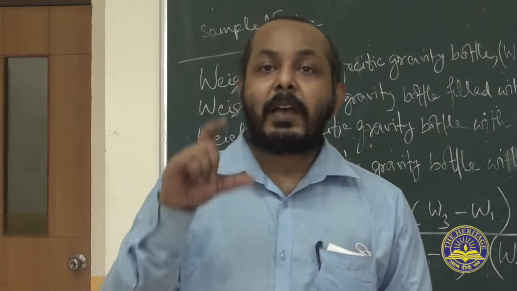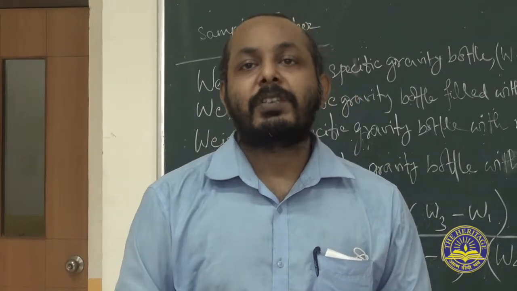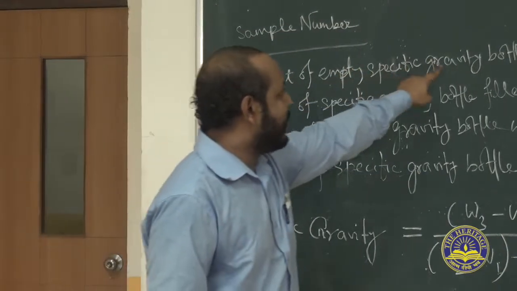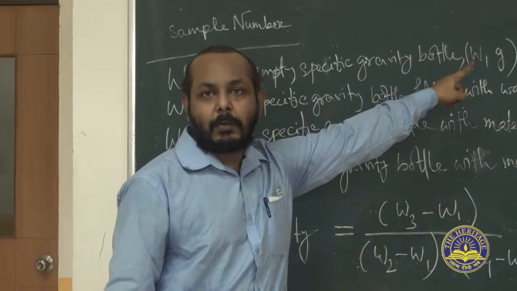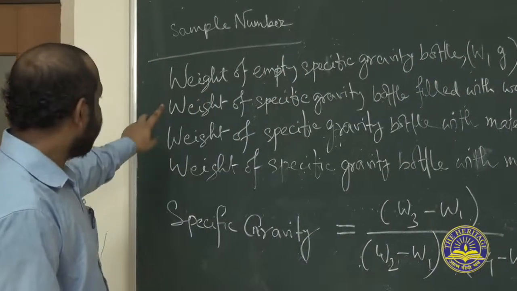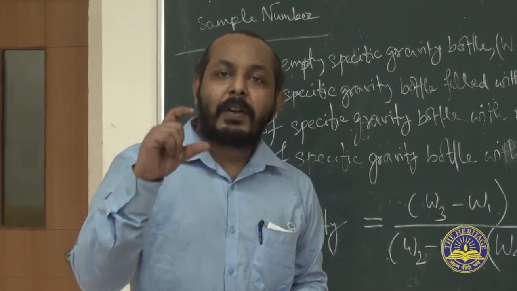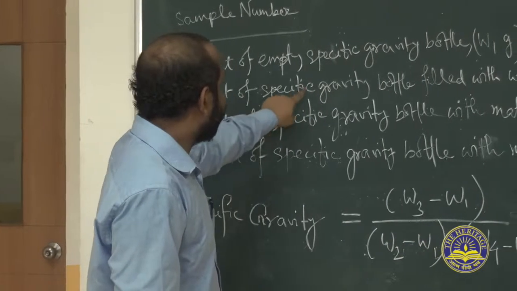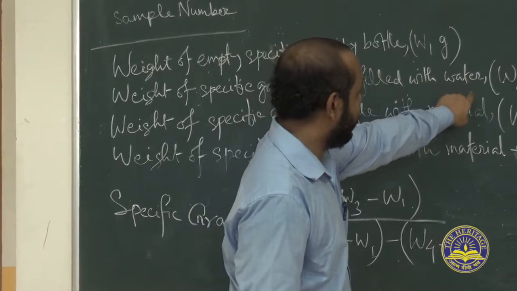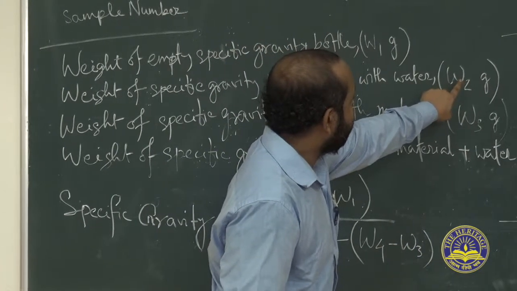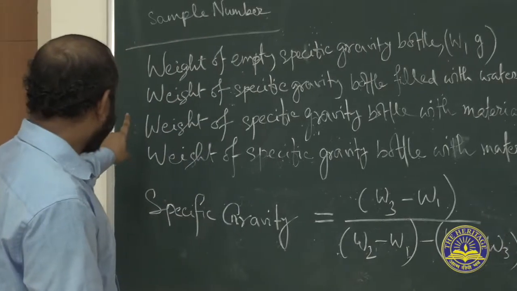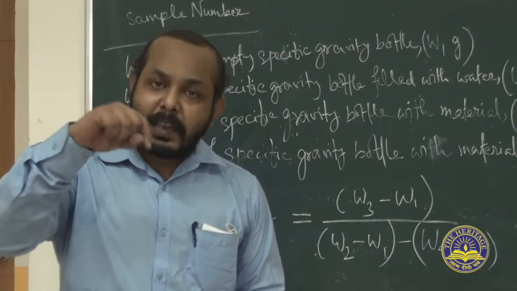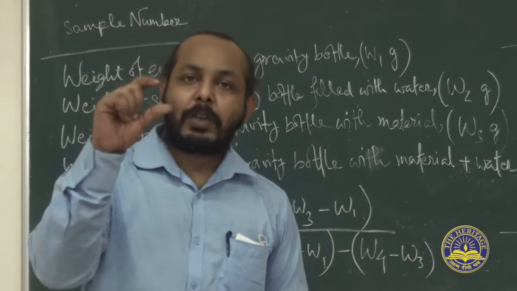In this test we have a specific gravity bottle of 50 ml. First we need to take the weight of the empty specific gravity bottle, which we call W1. Then that bottle needs to be filled with distilled water at room temperature, and the weight of the bottle filled with water is W2. Next, we take the weight of the specific gravity bottle with the material filled in it.